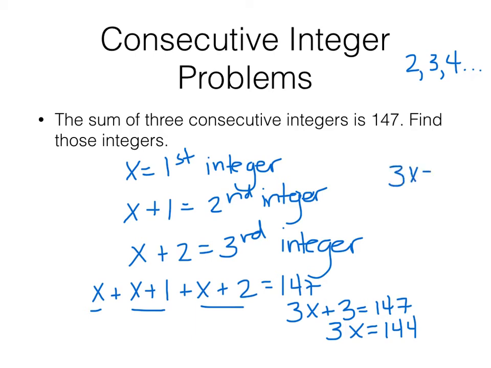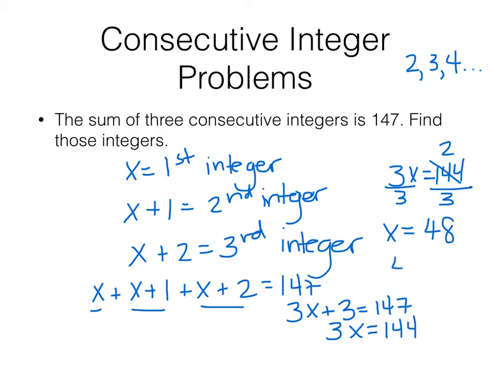Divide both sides by 3. I'm moving up here because I'm out of space. Divide both sides by 3. Excellent chance to review short division. 3 goes into 14 4 times with 2 left over. 3 goes into 24 8 times.